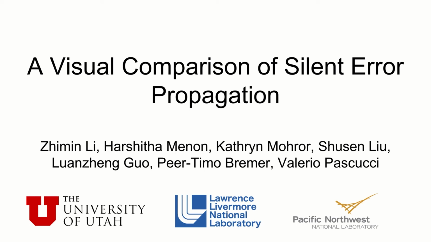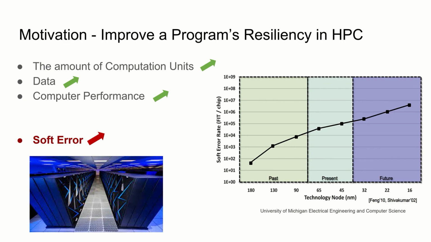In this work, we introduce a visualization system that understands and compares silent error propagation. HPC systems are becoming more and more powerful. The size of the computation unit continues to shrink, and the total number of computation units increases. However, these trends will lead to a phenomenon where the number of errors occurring during computation will also increase dramatically.